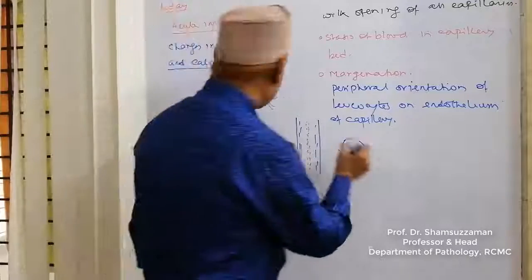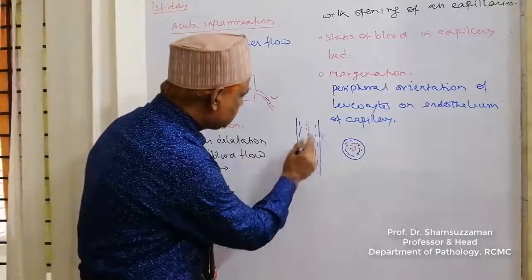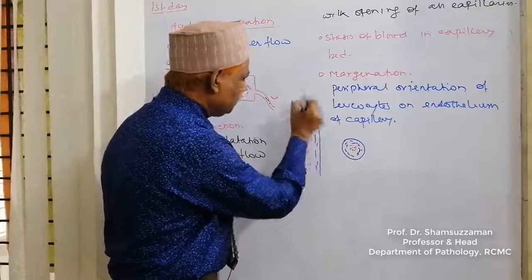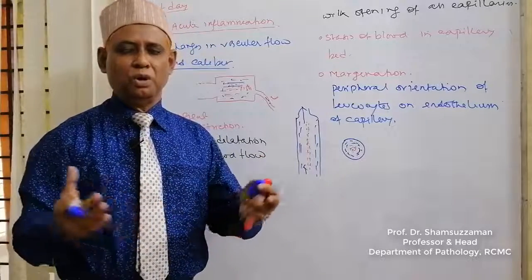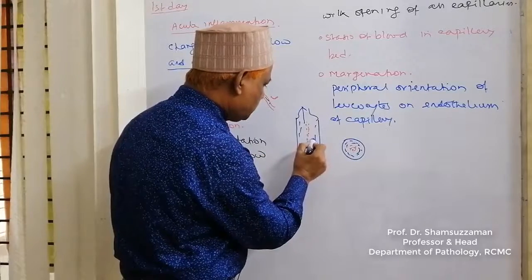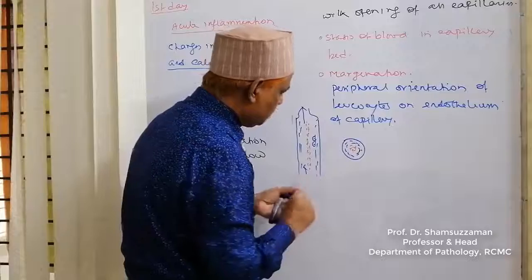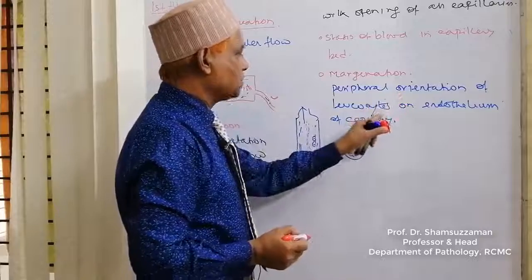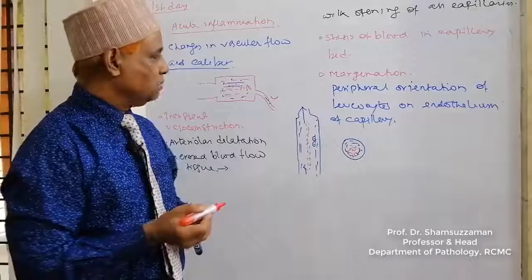As there is capillary bed, there is stasis of blood. During stasis, if there is an obstacle here, there will be loss of axial blood flow. And if there is loss of axial or lamellar blood flow, then the form elements will go to the periphery and they will line up upon the endothelium. This is called peripheral orientation of leukocytes on endothelium of capillary. It is due to loss of axial blood flow or loss of lamellar blood flow.